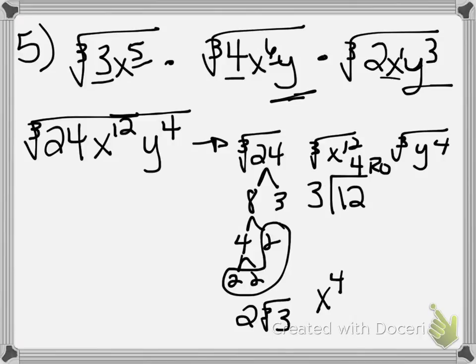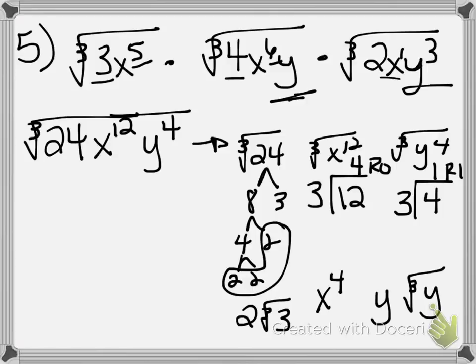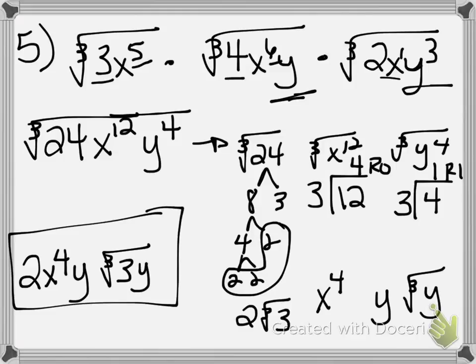And then here I have 4 divided by 3. 3 goes into 4 once. And then I'm going to have a remainder of 1. So therefore, I'm going to bring out a y to the 1st. And then I'm going to have a cube root of y. So now I'm just going to join all of these together. So whatever came out, which was 2x to the 4th, and y. And then I'm going to have what stayed in, which is the cube root of 3y. And that finishes up my answer.